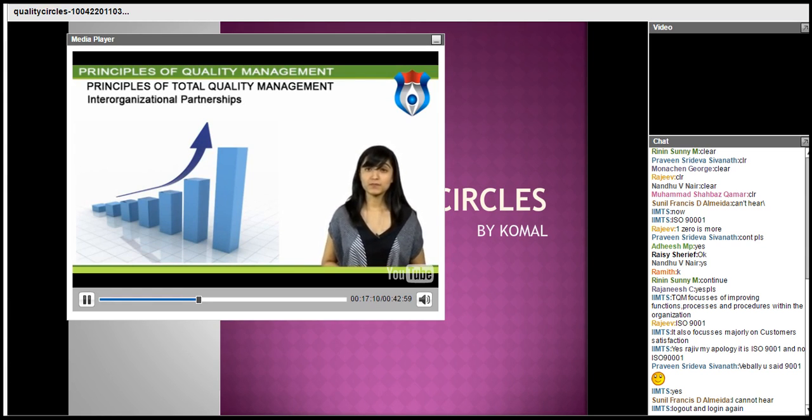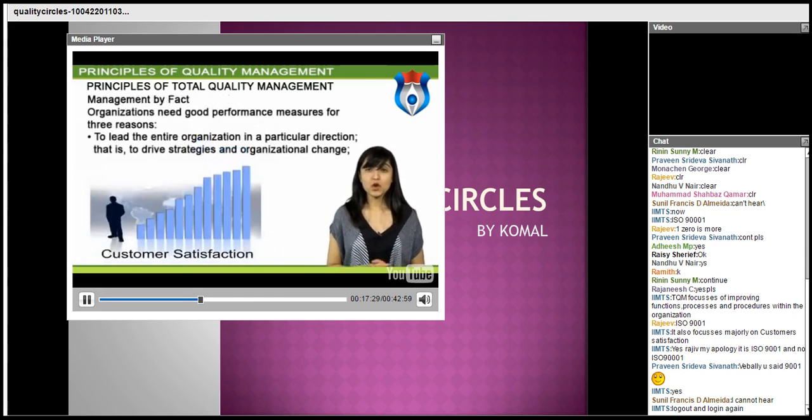Inter-organizational partnerships. Partnerships must be created both internally and externally. Partnerships might include those that promote labor management cooperation, such as agreements with unions that entail employee development, cross-training, or new work organizations. Management by fact. Organizations need good performance measures for 3 reasons.